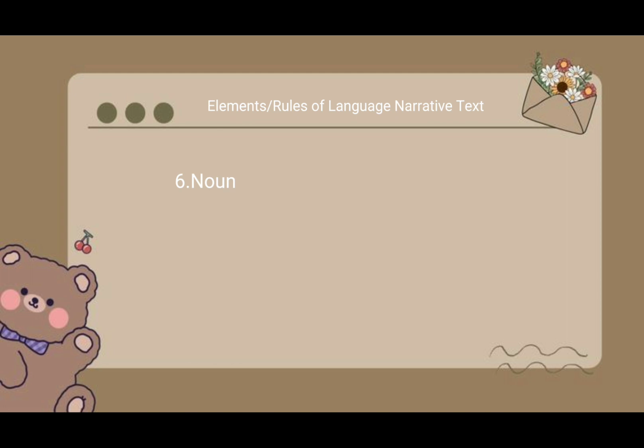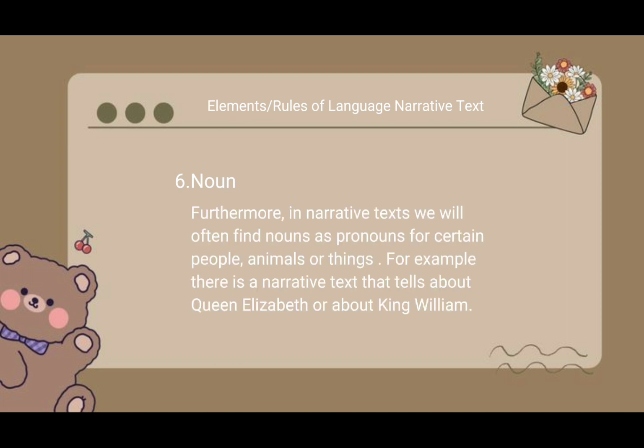Sixth, nouns. Furthermore, in narrative text we will often find nouns as names for certain people, animals, or things. For example, there is a narrative text that tells about Queen Elizabeth or about King William.